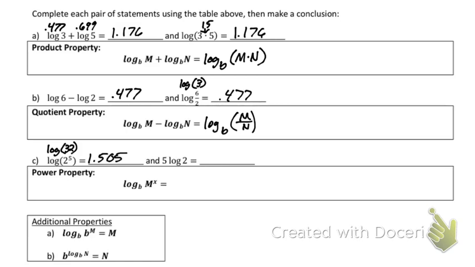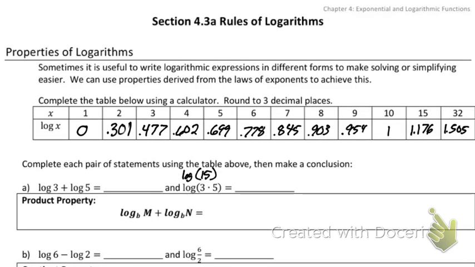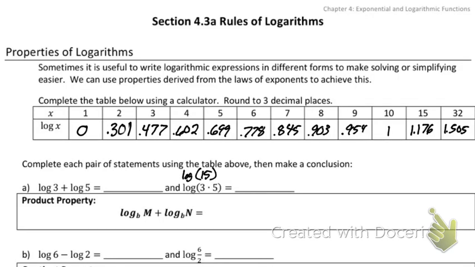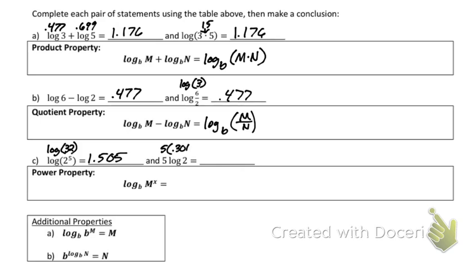The next one says do 5 times the log of 2. Log of 2 is 0.301, so I'm really doing 5 times 0.301, which is going to equal 1.505. What that tells me is if I have an exponent here, I can actually bring it out front. I can also take that, if it's in front, and turn it into an exponent. So log base b of m to the x can equal x times log base b of m.